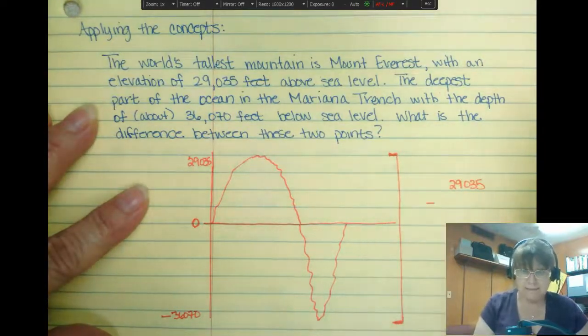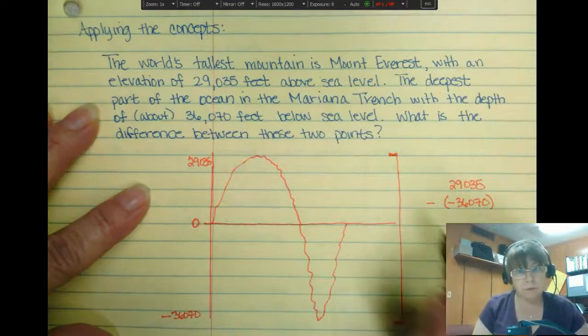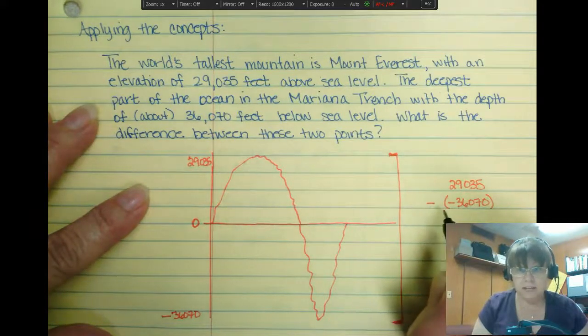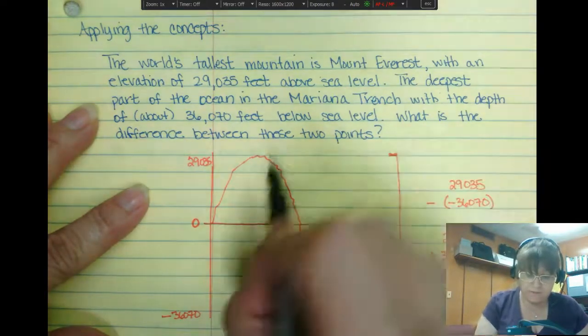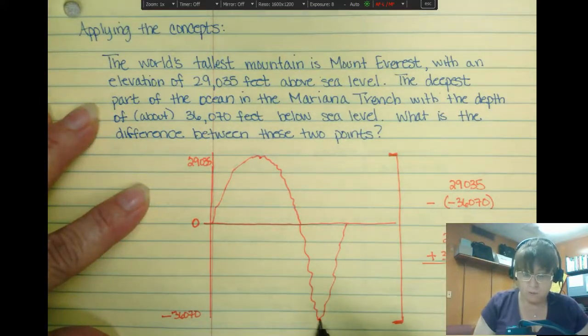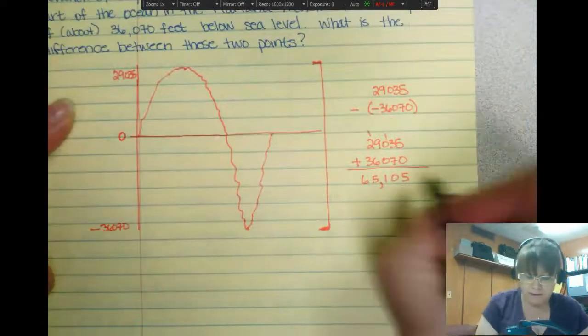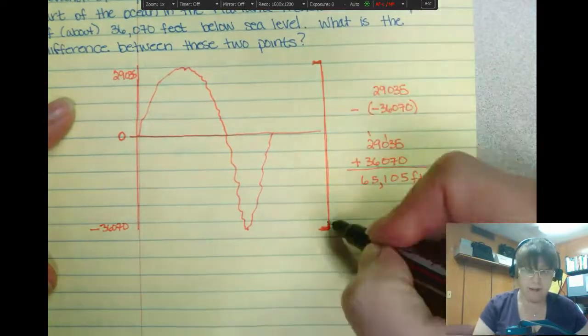So it is 29,035 minus a negative 36,070. Now remember, when we have two negatives together, it is the opposite of a negative. And the opposite of a negative is a positive, so I can rewrite the problem as 29,035 plus 36,070. So the total difference between the very high point of the Earth and the very lowest point of the Earth is 5, carry the 1, 65,105 feet in total.